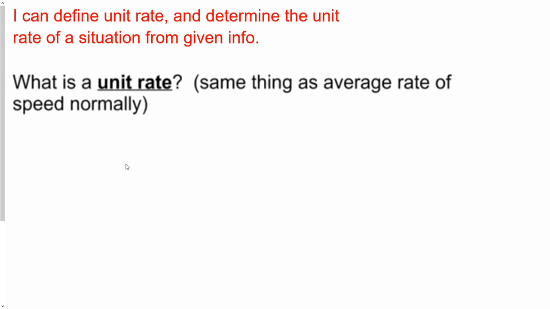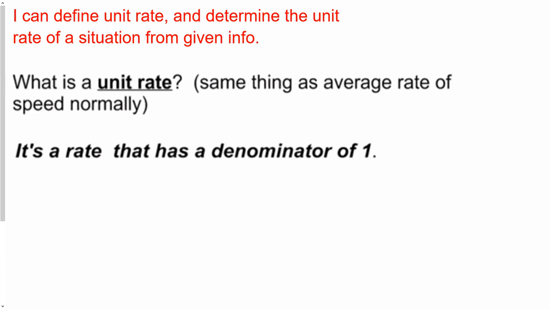Okay, so let's take a look at how we can find unit rates. What are they? How do we find them? What do we use them for? So first off, a unit rate is pretty much the same thing as an average rate. Think about miles per hour. How fast are you going per hour? And the cool thing is that the denominator is always going to be a 1.